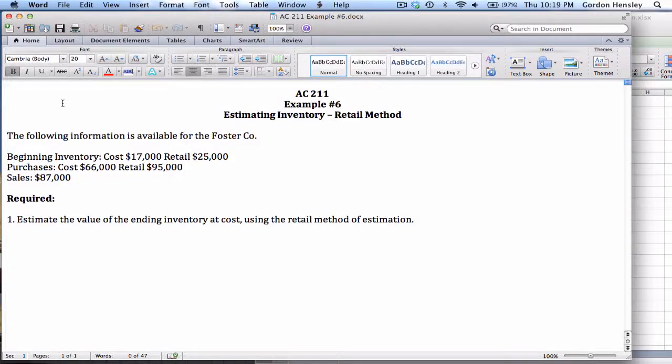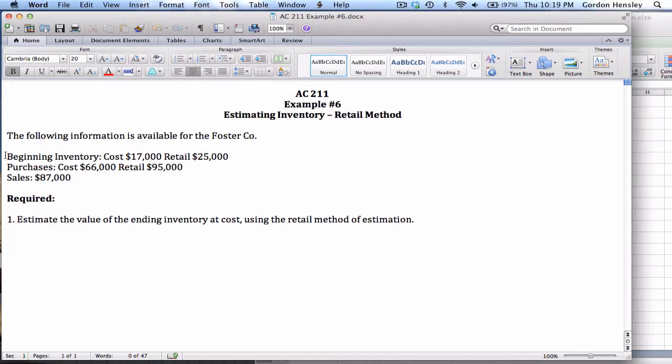This is the video demonstration on estimating inventory using the retail method. In this video, I'm going to work the solution to example number 6. This example involves the Foster Company, and the following information has been given to us.